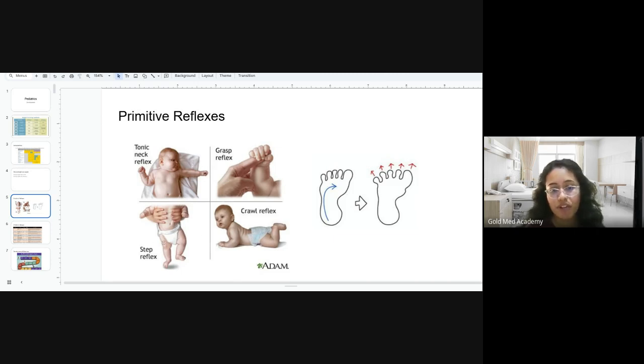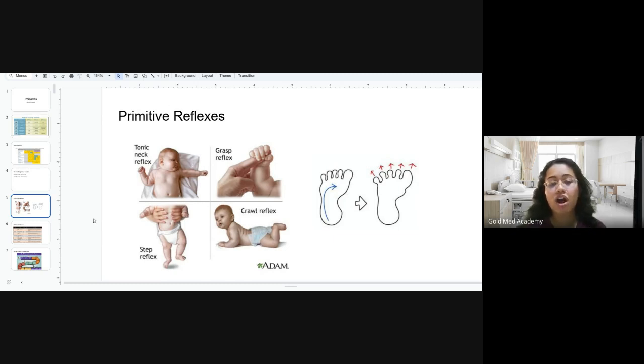Then we have the step reflex. This is a reflex that comes before the baby actually starts walking, right? If you hold the baby in an upright position, they will start taking steps, the same way we start walking. The crawl reflex is that if you put them into the prone position, it causes them to pull their legs under their body and then kick their legs out as if they're crawling. This is the crawling reflex.